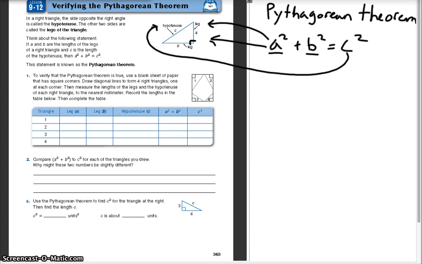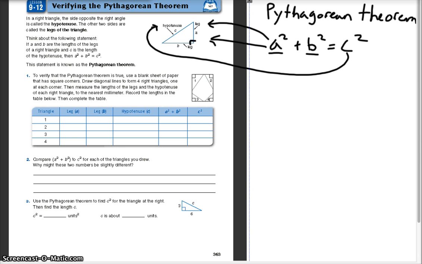So we have our legs, which are a and b. A and b always represent the legs, and then the hypotenuse equals c squared. So what we're trying to show is that when we square both legs, when we have a triangle with a 90-degree angle, that will definitely always equal our hypotenuse squared.